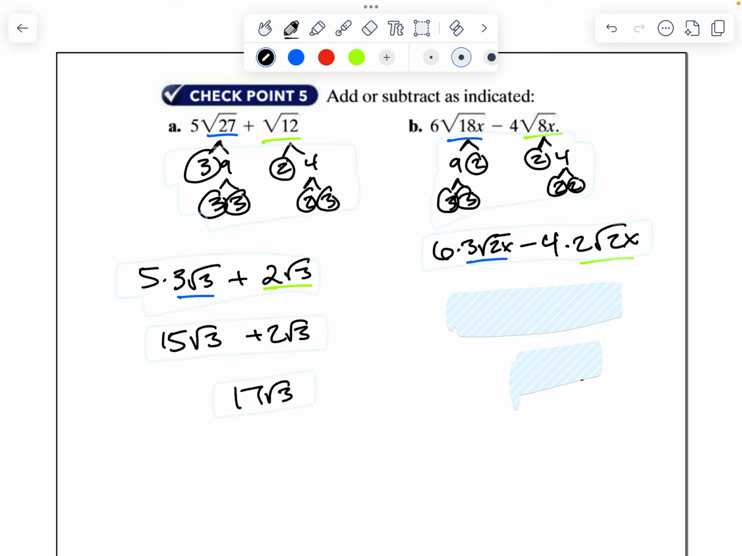Here's what happens when we match the blue with the blue, the light color with the light color. Notice the x stays in there. It doesn't have a buddy. I didn't have it listed down here, but the x would be listed there as well. 6 times 3 is 18. Negative 4 times 2 is negative 8. And since they're like terms, 18 minus 8 gives you 10 square root of 2x.